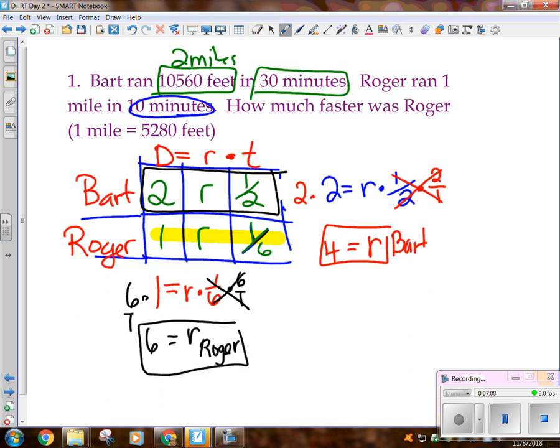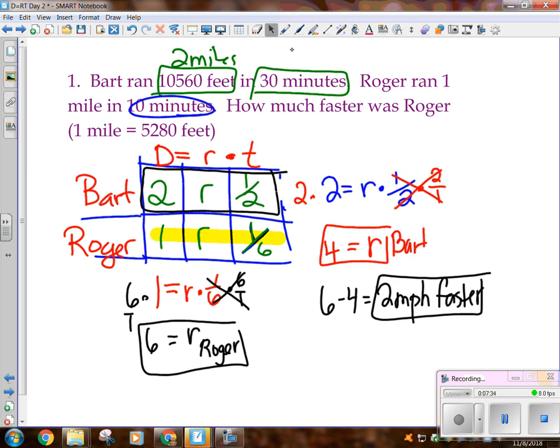Okay, and the question says, how much faster was Roger? 2. So it'd be 6 minus 4. So he is 2 miles per hour faster. First problem, we have to get used to fractions. We have to get used to organizing it in a box. This time we do have distance, we don't have rate, so we're asked a different question, but we can still organize the data in the box. Okay, did you get copied down what you needed? Okay, going on to the next one.